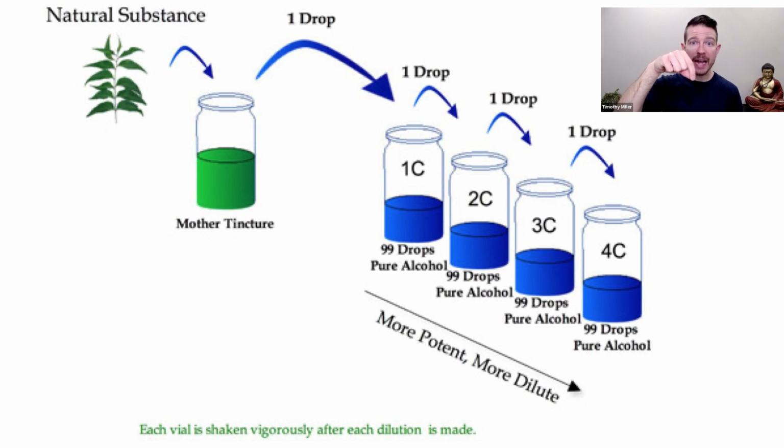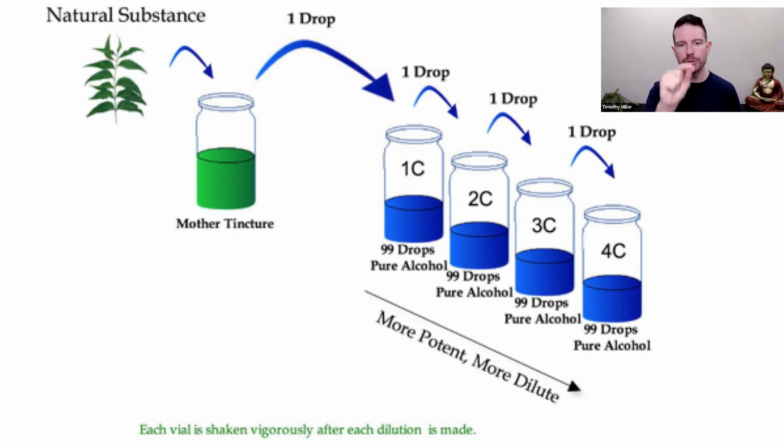And we put it with 99 of those drops. So we take one drop, we put it with 99 drops. So collectively, we have a centai, a C, 100. 99 plus 1 turns out is 100. So we take a drop of the mother tincture, we put it with 99 drops of our carrier. Collectively, we have 100 drops.